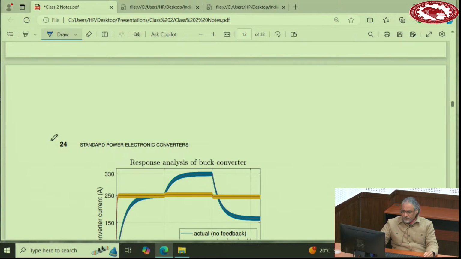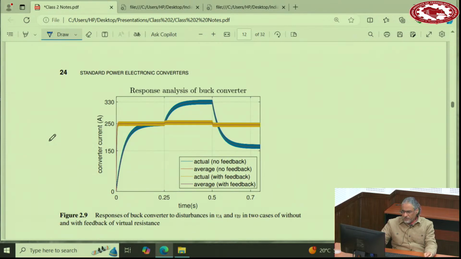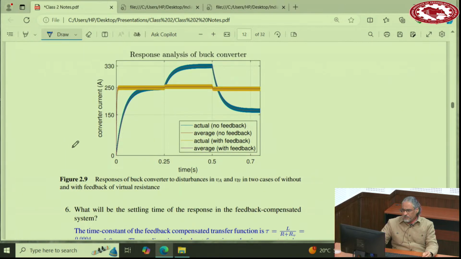So now this simulation, I will run the MATLAB file as well. If you look at this simulation, we apply the command from 0 to 250. This blue curve is the original system without feedback, without the virtual resistor. It takes some time, like 200 milliseconds. You remember yesterday's settling time? It takes about 200 milliseconds to get there, but it gets there, no problem.